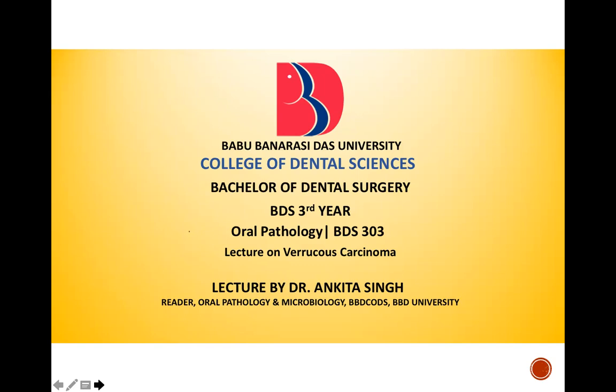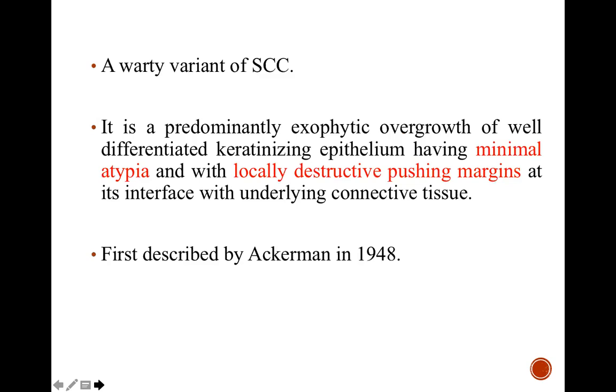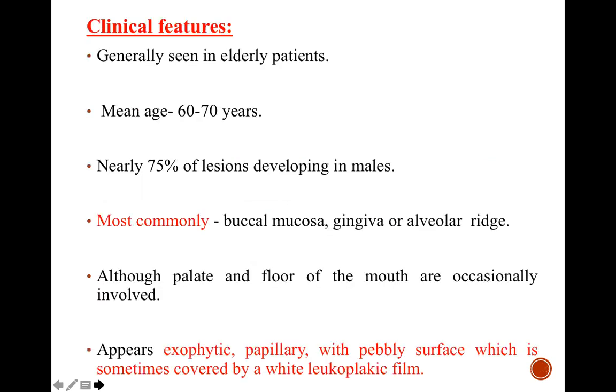Today's lecture is on verrucous carcinoma. Verrucous carcinoma is also called Ackermann tumor. It is a warty variant of squamous cell carcinoma. It is predominantly exophytic overgrowth of well-differentiated keratinizing epithelium, having minimal atypia and with locally destructive pushing margins at its interface with underlying connective tissue. It was first described by Ackermann in 1948.